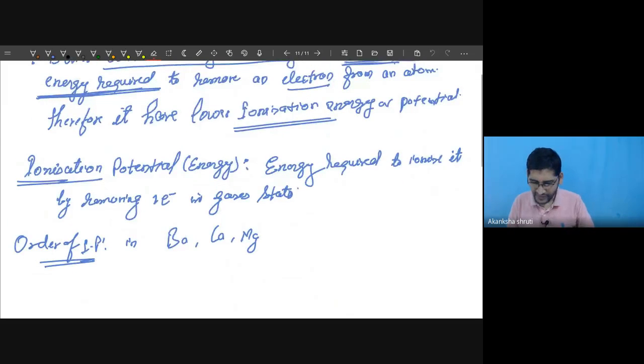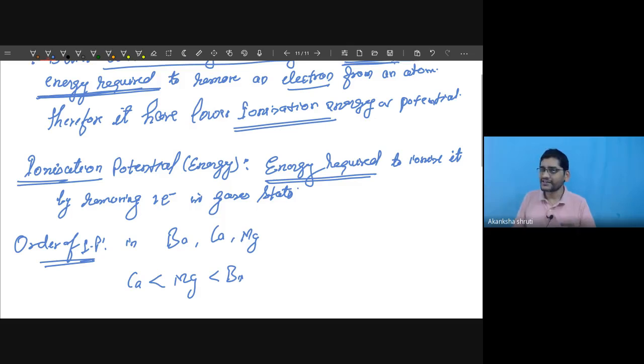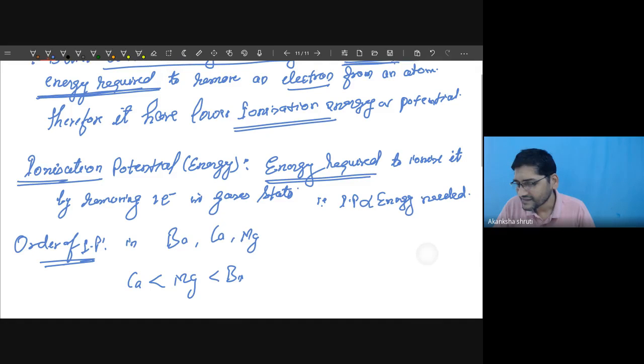So the order of IP: calcium has the minimum. Think of ionization potential in terms of external energy required. Calcium needs the minimum, magnesium more than that, then barium. So this is the energy required. How much energy is required? If more energy is required, ionization potential will be more. If lesser energy is required, ionization potential will be less. That is, ionization potential is the same as energy needed. If more energy is needed to remove an electron, its ionization potential will be more.